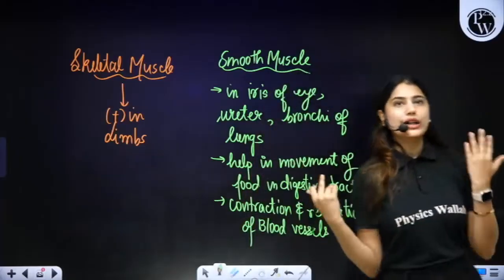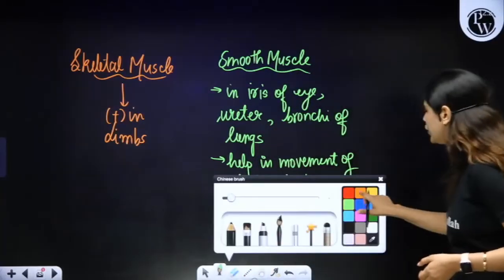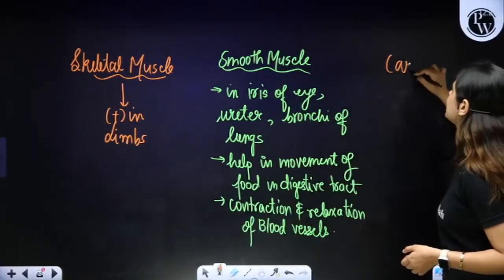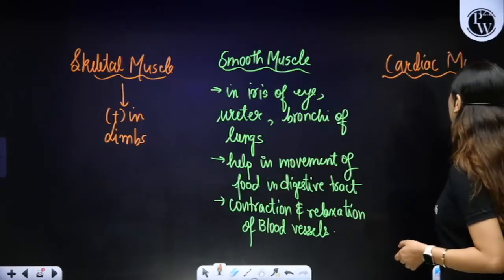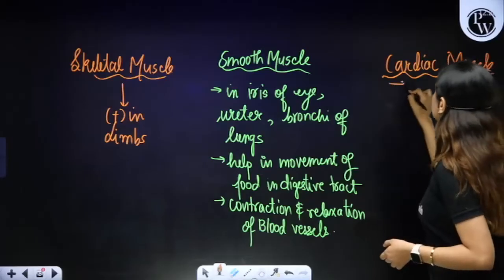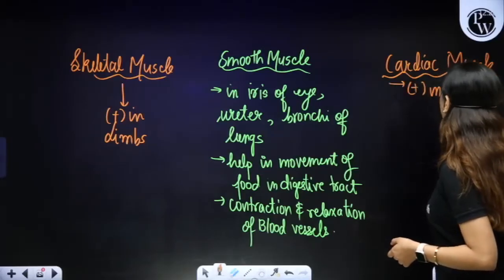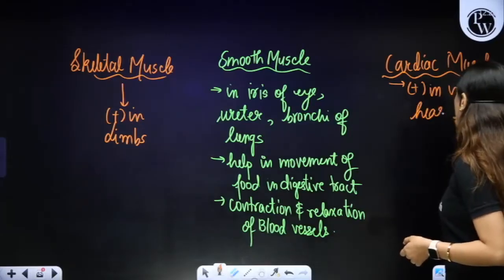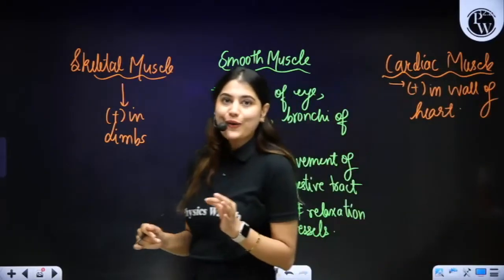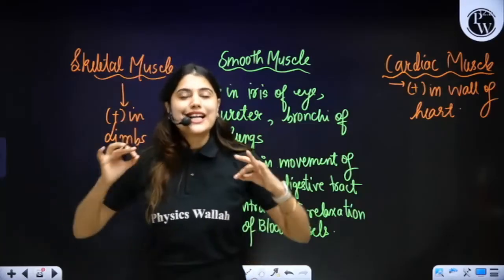What about the cardiac muscles? As I have already told you, the cardiac muscles are present in the heart. The word cardiac itself says heart, right? So we can say it is present in the wall of the heart. So that was about our muscular tissue.